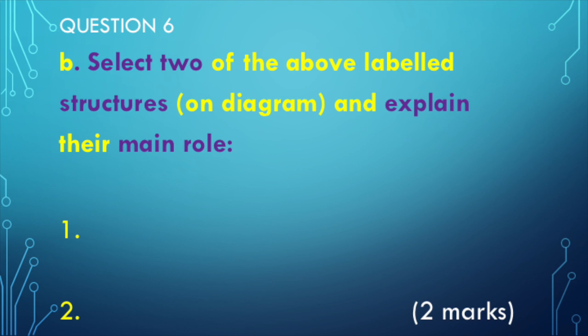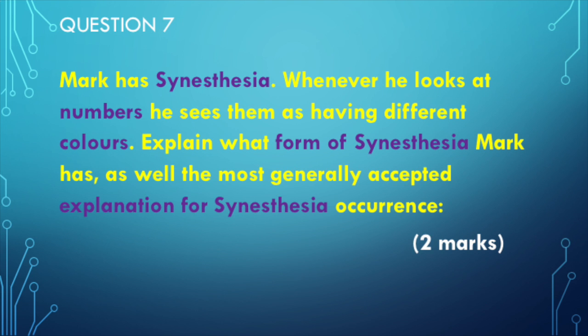Question 7. Mark has synesthesia. Whenever he looks at numbers, he sees them as having different colours. Explain what form of synesthesia Mark has, as well as the most generally accepted explanation for synesthesia occurrence.